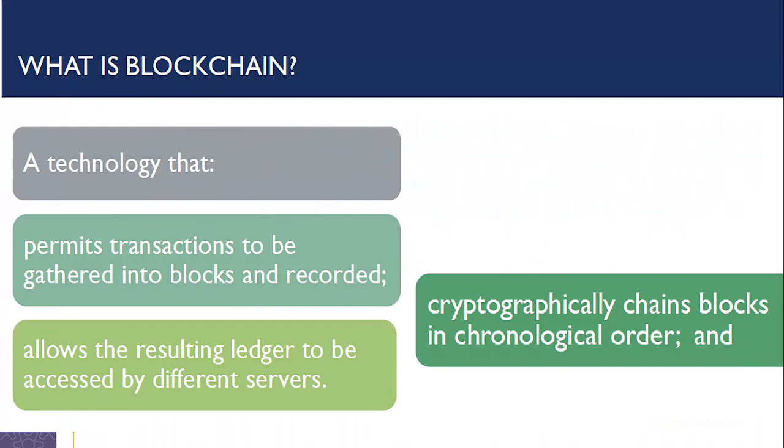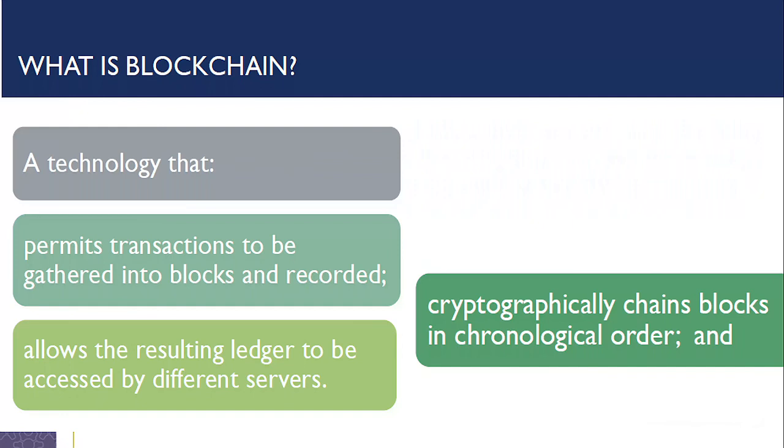Now, before you create a block within a blockchain, right? Because when we talk about blockchain, we talk about different blocks being set up or created. These particular blocks comprise what we refer to as transactions, right? That need to be gathered and recorded. We are going to look at a sample of how we can understand how these transactions are built. Cryptographically, chains blocks in chronological order.